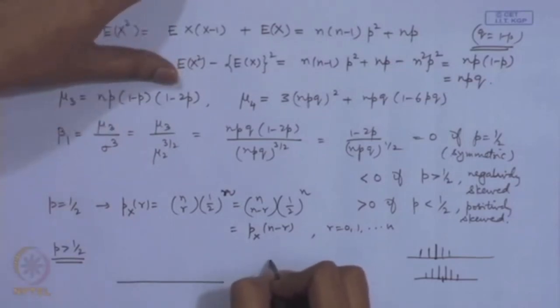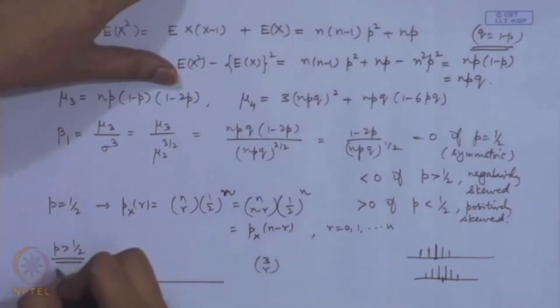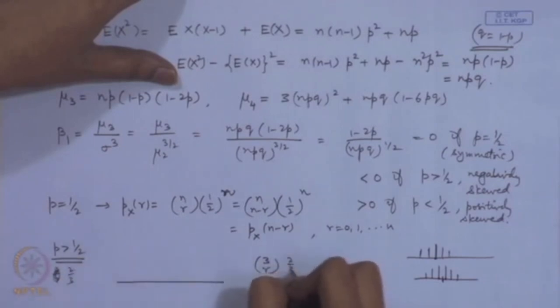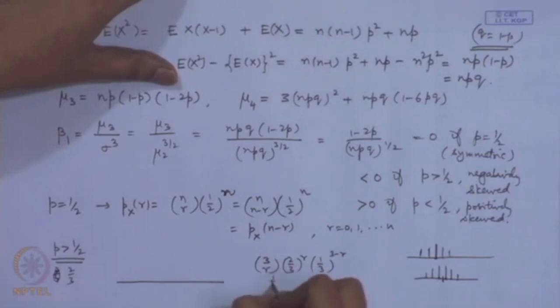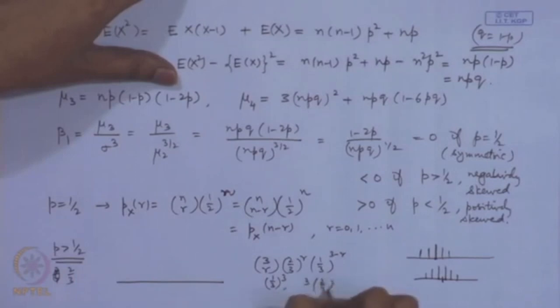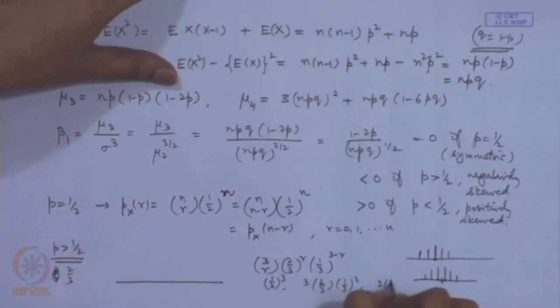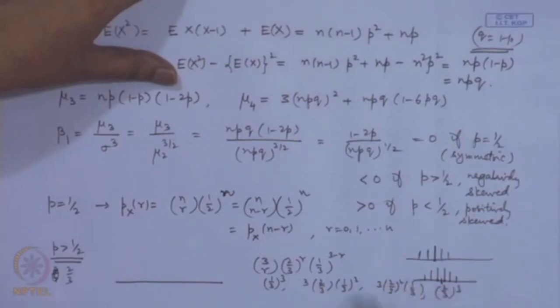Suppose I take n is equal to 3. So, 3 C r, and say p is equal to, I take 3 by 4 or say 2 by 3. So, then this becomes 2 by 3 to the power r, 1 by 3 to the power 3 minus r. Now, corresponding to r is equal to 0, this value will become 1 by 3 cube. Then next value will become 3, 2 by 3 into 1 by 3 square, then 3, 2 by 3 square, 1 by 3 and 2 by 3 cube. You can see here, this is for r is equal to 0, r is equal to 1, r is equal to 2 and r is equal to 3.